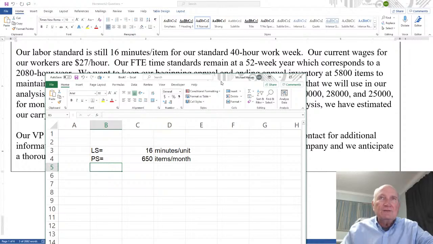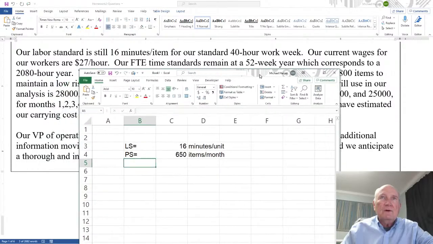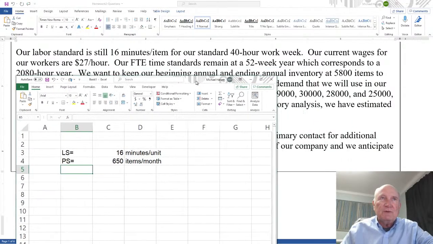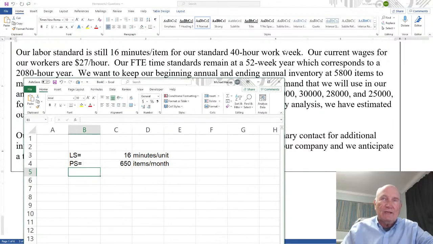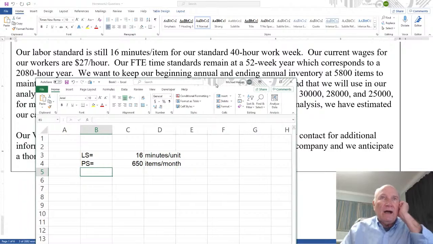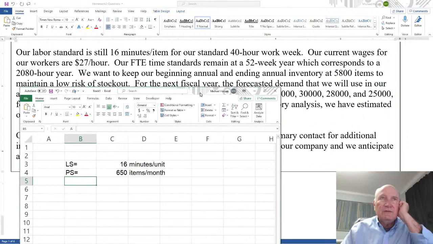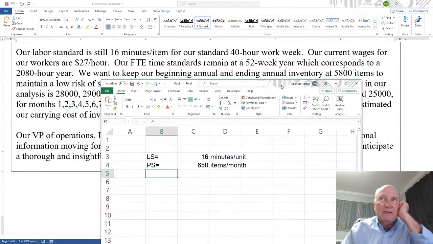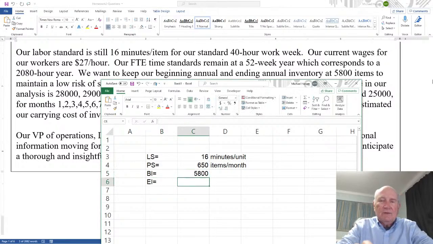Okay, let's go on. We have our FTE time standard: 52 weeks in a year, which corresponds to 2,080 hours a year, the same as 40 hours a week times 52 weeks. We want to keep our beginning and ending inventory at 5,800 to maintain low risk of stock out. As I said in the lecture, that's kind of high, but that's what they want. The beginning and ending inventory is 5,800 and 5,800. Okay, good.